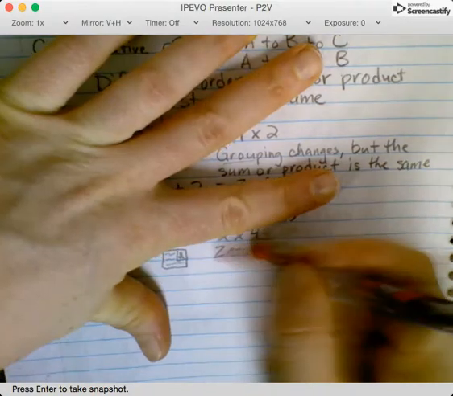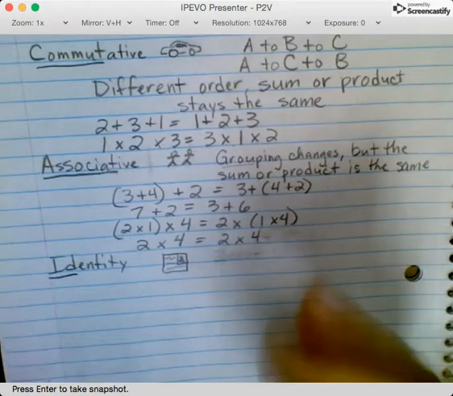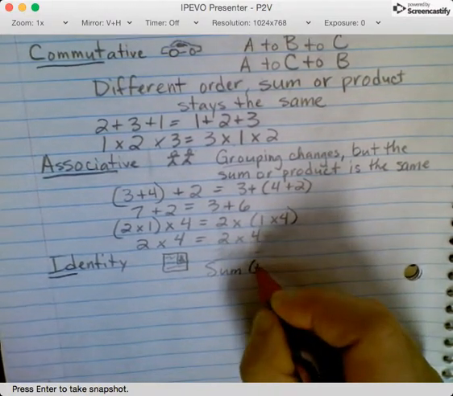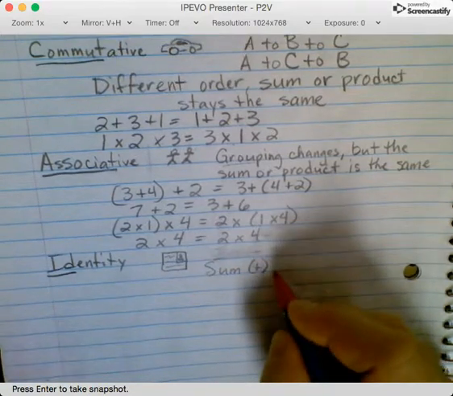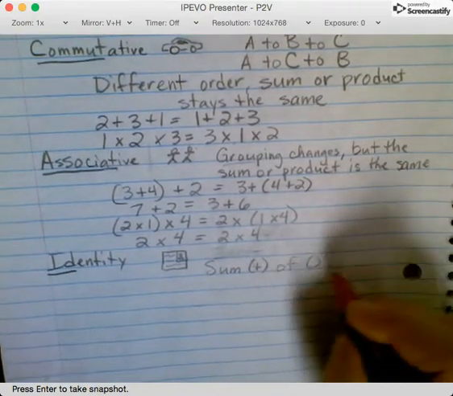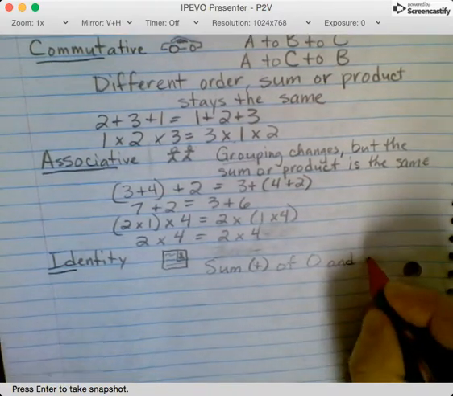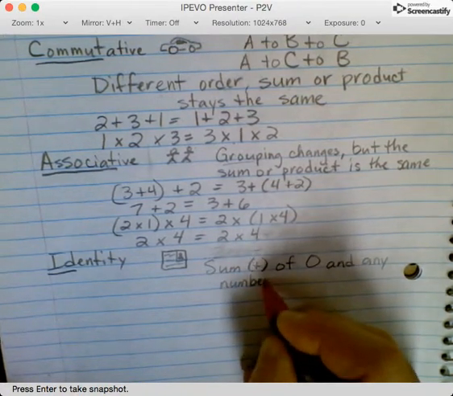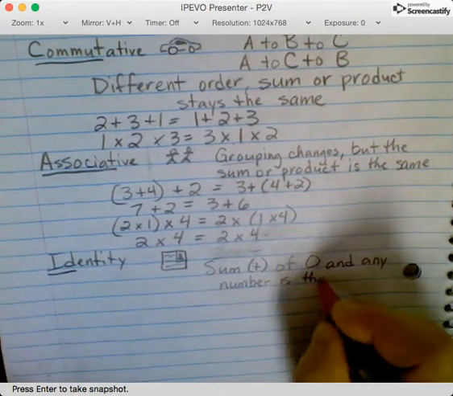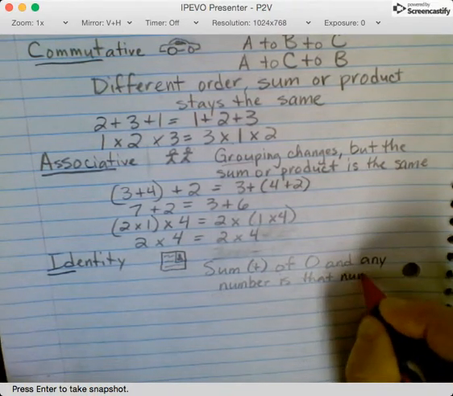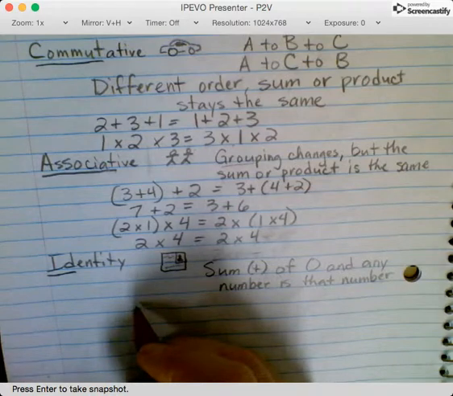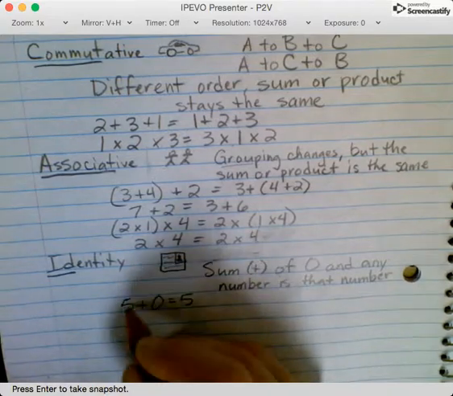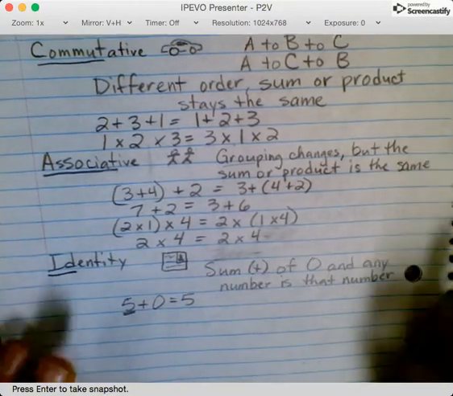So with, actually let me write that again. With a sum, which is addition, of 0 and any number is that number. So it retains its ID. So if I added 5 plus 0, its identity is 5. Its ID is 5, so it's going to stay the same.